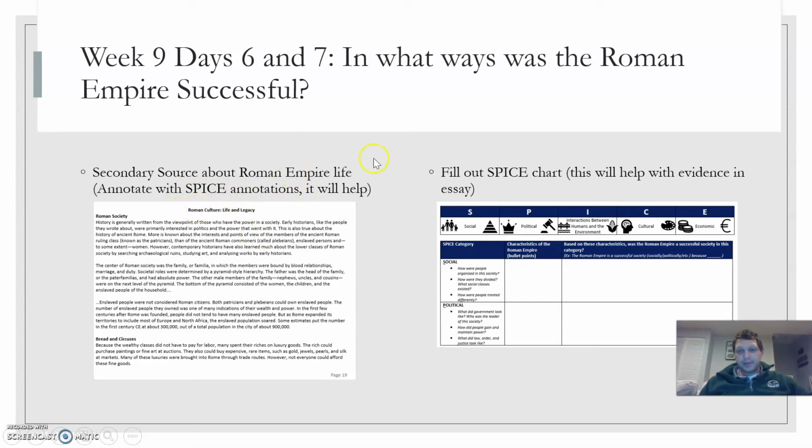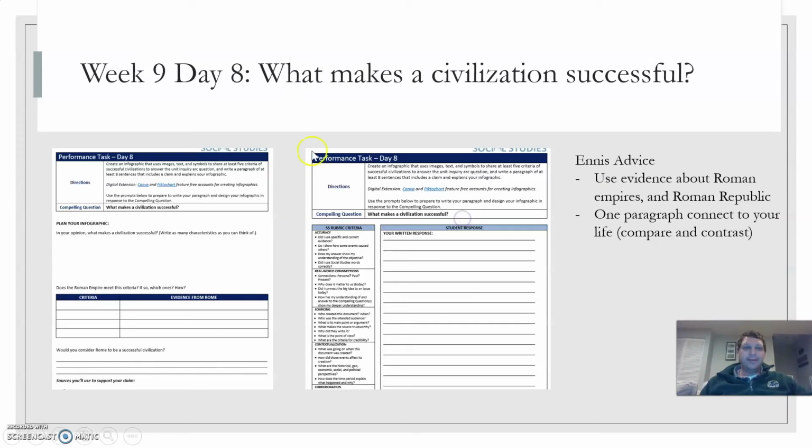annotations, and then when you fill out this chart for day 6 and 7 is where I'm going to stress that a lot of you should gain your evidence for your essay. So this is really, in my opinion, a big, big, big source that will help you out a lot. And then finally, day 8, you're organizing your essay and writing it.